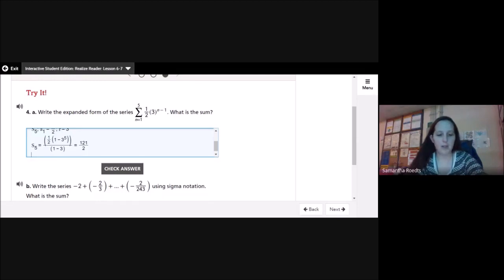I'm writing the expanded form. So my first term is 1/2. My next term is 3/2. Remember, this is my first term anyway. Then I multiply that number by 3 to whatever power it is. So if it's the second term, I do 3 times 1/2. The third term would be 3 squared, which is 9, times 1/2, so plus 9/2 plus 27/2 plus 81/2. This is all going to be 121/2.